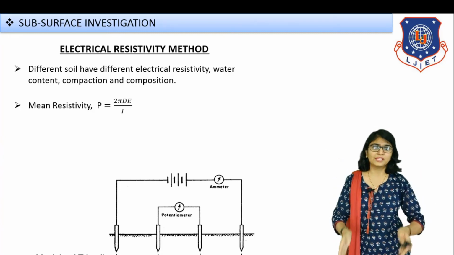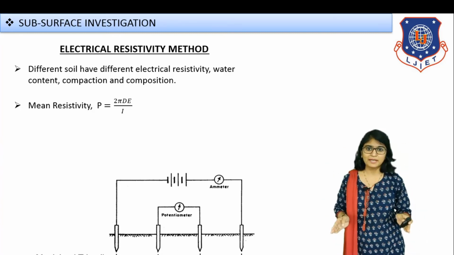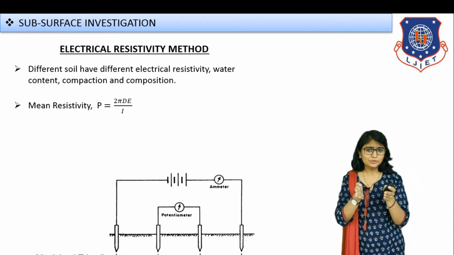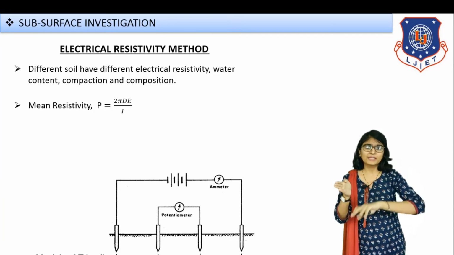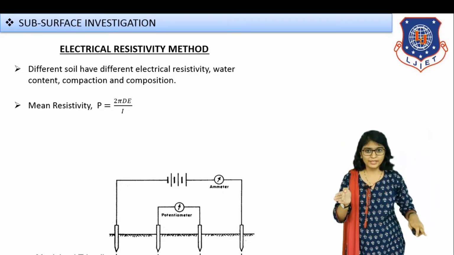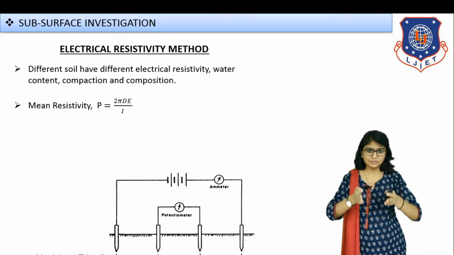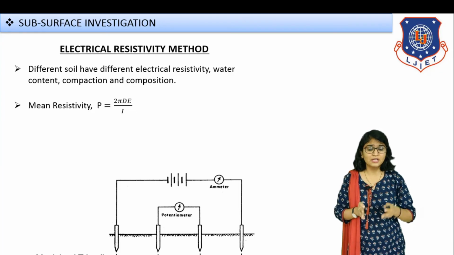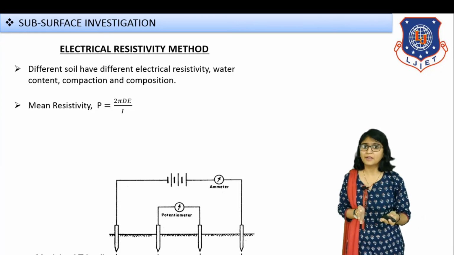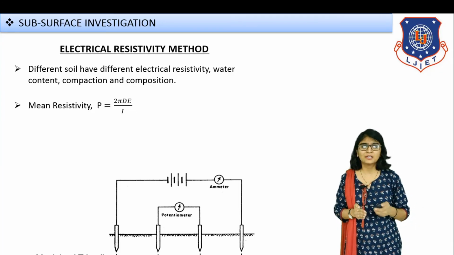So of these 4 electrodes, the outer ones are connected with the battery and the inner 2 electrodes with the potentiometer. Electric current is passed through the outer 2 electrodes, and it will cause a potential drop in the inner 2 electrodes because your soil will have some kind of electrical resistivity.